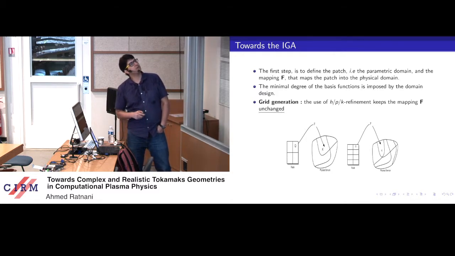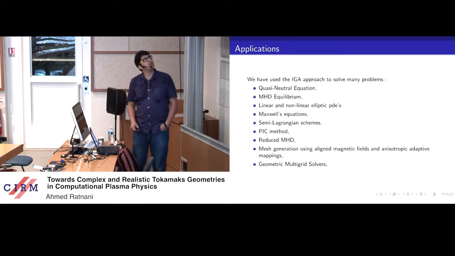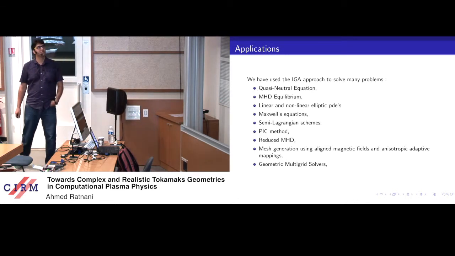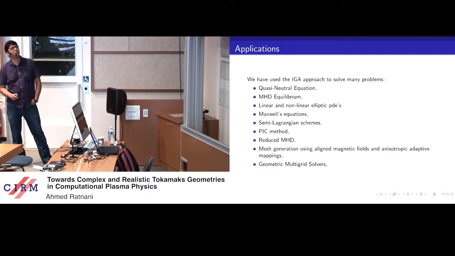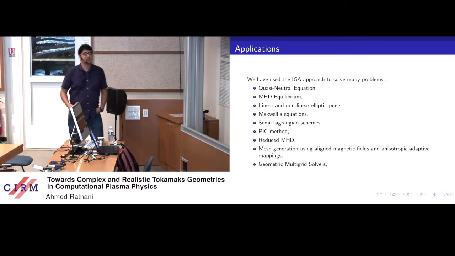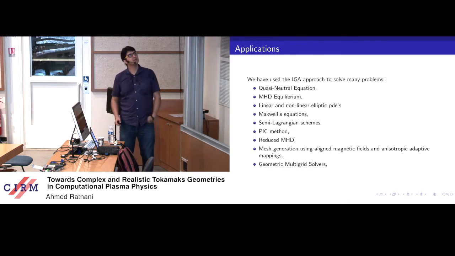So here is an example. We have the patch with 4 cells and our mapping onto the physical domain, and then we refine in this direction, and we keep this geometry exact. Okay, for application, we started this isogeometric approach by applying it to the quasi-neutral equation, which is just the Poisson equation in the gyrokinetic setting.